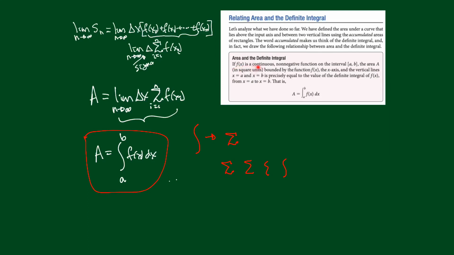So if f is a continuous non-negative function, right, and that's what we drew, continuous, you know what that is. Non-negative means the function is completely above the x-axis on this interval, then the area between the x-axis and that curve and the lines x equals a and x equals b is given by this function right here. There we go.